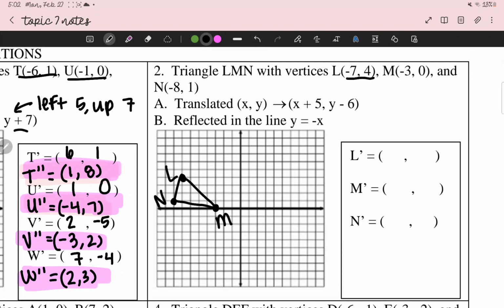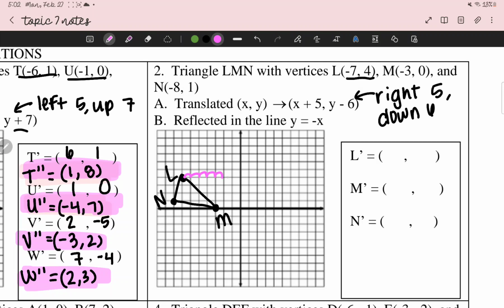Alright, it's gonna first translate. We're gonna do a translation first. We're gonna go right 5 and down 6. And write this on your paper too. Alright, let's go ahead and do that. Alright, right 5, down 6 for all of them.